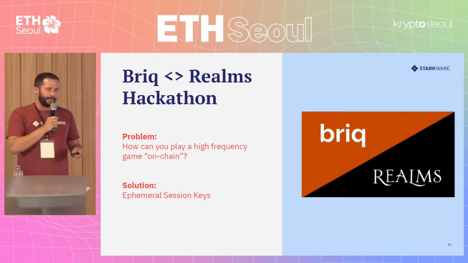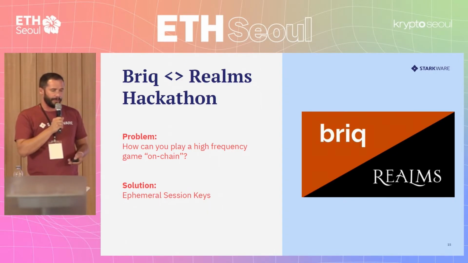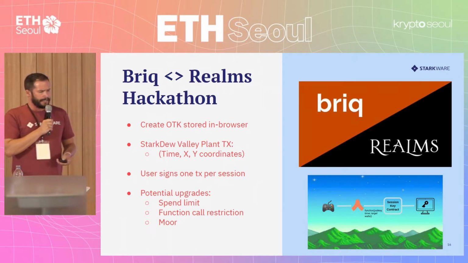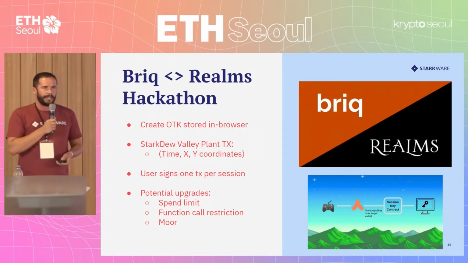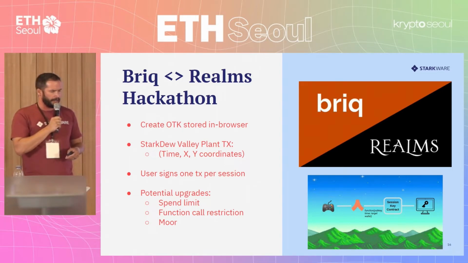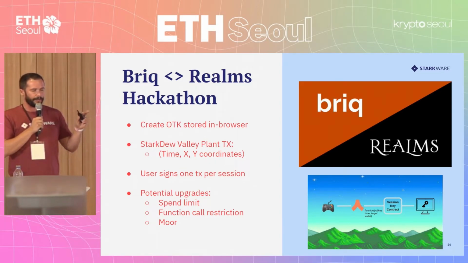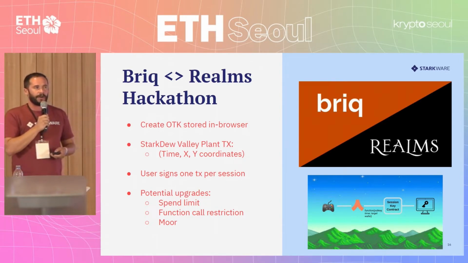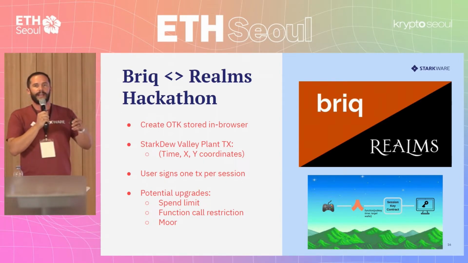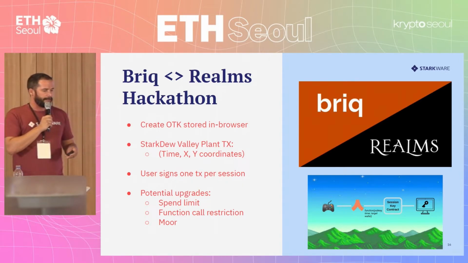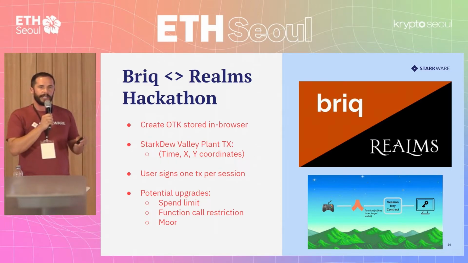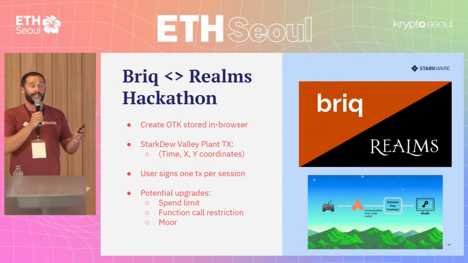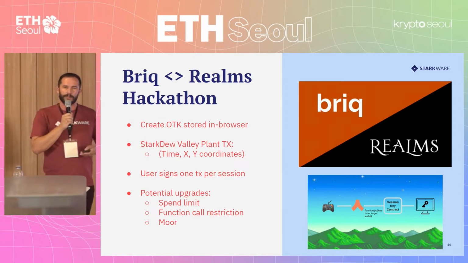So the problem statement: how can you play a high frequency game on chain? And the solution they came up with was ephemeral session keys. They created a one-time key stored in browser. And then for playing Stardew Valley, this is the transaction makeup that they decided to outline. They needed transaction data for the timestamp and for the X and Y coordinate of the plant that they planted in-game. So you can imagine how cumbersome that looks if you need to sign every single plant that you plant. Well, they have the one-time key stored in browser, and that key has been authorized for a certain amount of time. And now the user signs only one transaction for the game session. They did it, and I think it was 24 hours. It might have been 48 hours.